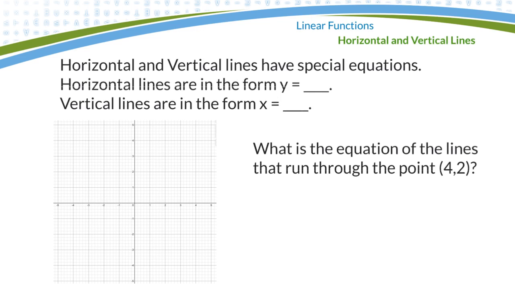So let's try to do a couple. Let me just get rid of my lines there. Let's try to write the equation of horizontal and vertical lines. They go through that point. So 4, 2, that's that point right there. So let's do horizontal first. So this is my horizontal line, goes through there.